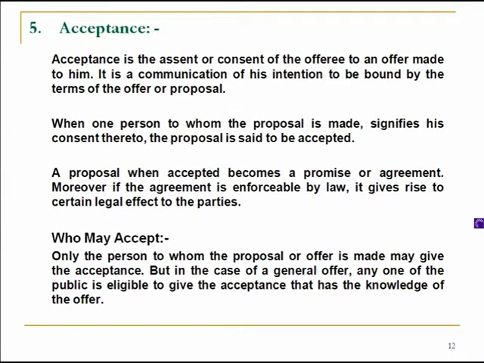Now, the next fifth point. As I said earlier, there are 11 points to understand the essential elements. So 4 we have covered, and this is the fifth point, acceptance. Acceptance means the consent of the party to whom the proposal was made, who was earlier known as the offeree. So it is a communication of his intention to be bound by the terms of the proposal.